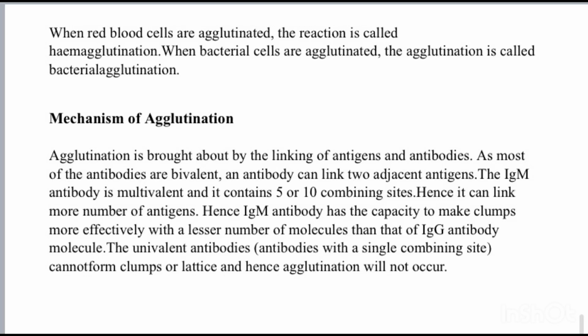Mechanism of agglutination. Agglutination is brought about by the linking of antigen and antibodies. As most of the antibodies are bivalent, an antibody can link to adjacent antigens. The IgM antibody is multivalent and it contains 5 or 10 combining sites. Hence, it can link more number of antigens. Hence, IgM antibody has the capacity to make clumps more effectively with a lesser number of molecules than that of IgG antibody molecule. The univalent antibodies cannot form clumps or lattice, and hence agglutination will not occur.